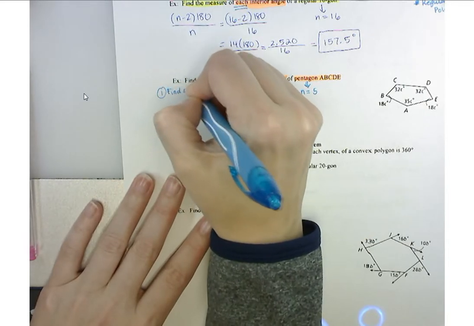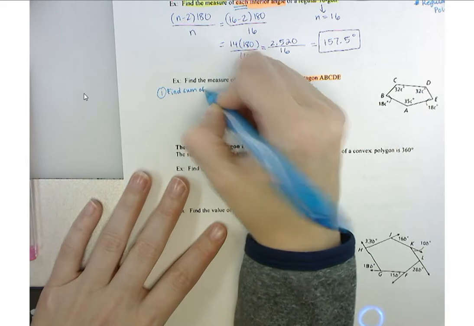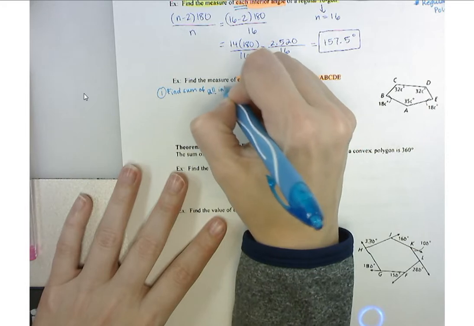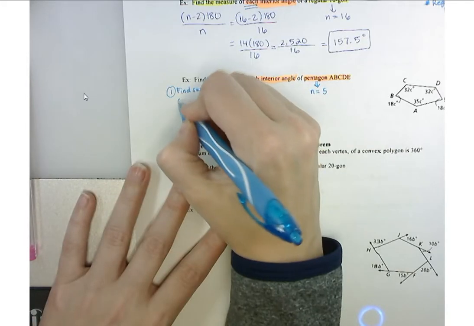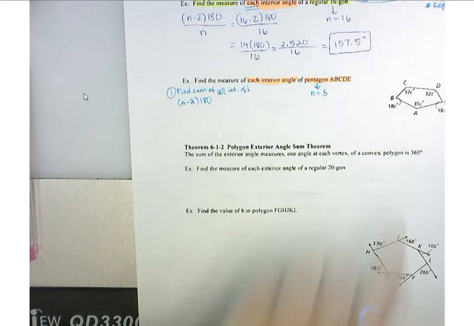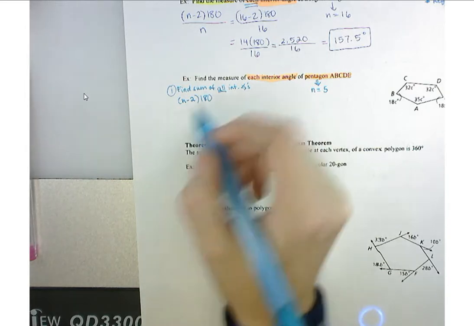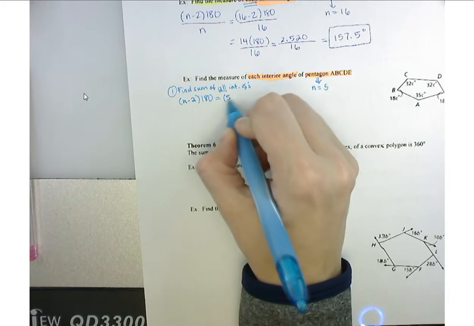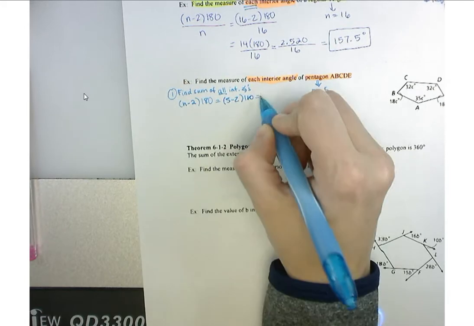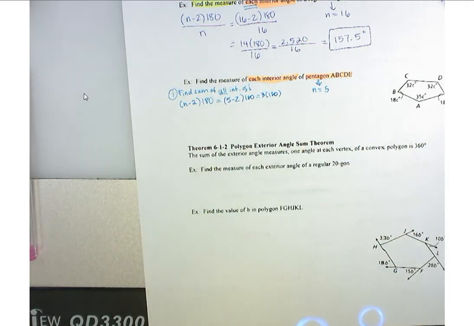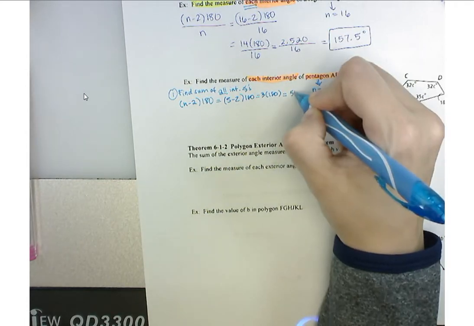Okay, so we have to find the sum of all the interior angles. So we're going to use n minus 2 times 180. We can't just divide it by 5 because it's not regular. So if I plug in 5, I'm going to do 3 times 180. And then I know all together the angles are going to add up to 540.